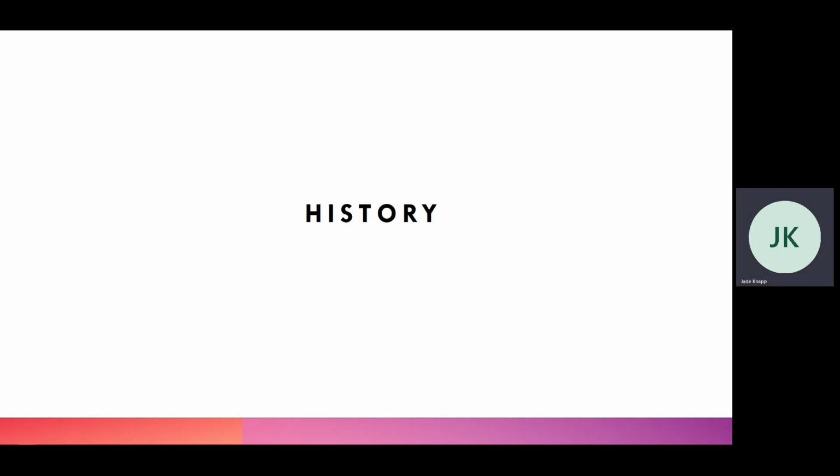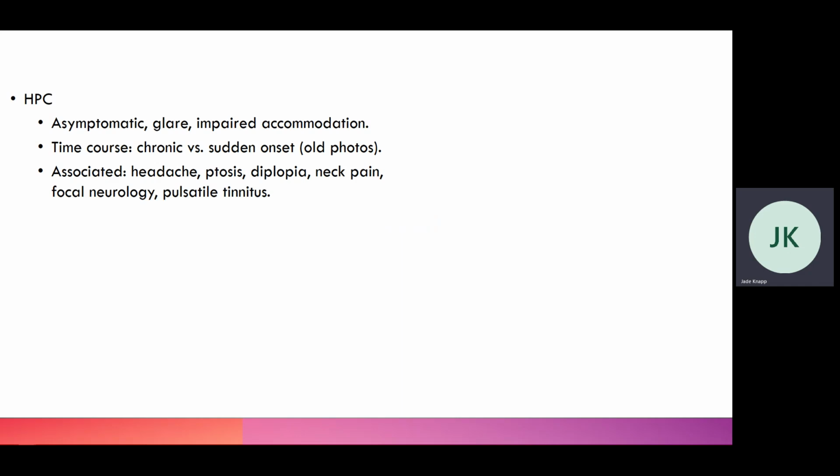So that's the sympathetic and parasympathetic pathways. Let's now get into history. So how do these people present? Well, sometimes they're asymptomatic and a friend notices or they notice it when they look in the mirror, but you can get glare if you've got mydriasis or a dilated pupil. You can imagine if one pupil is very dilated, there's more light coming in, people are going to be light sensitive. And then impaired accommodation.